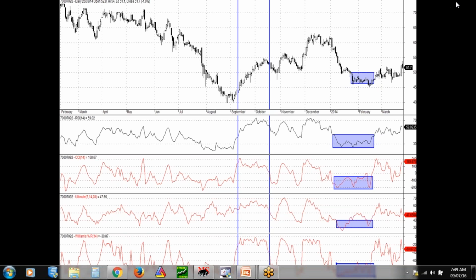Now in this chart, if you can see this chart, I have put the RSI, the CCI, the ultimate indicator, and the Williams percentage R with all the different values. And between these two vertical lines, you can see the RSI has moved into the oversold zone, the CCI moved into the oversold zone, the ultimate indicator moves into the oversold zone, and the Williams percentage R moves into the oversold zone.